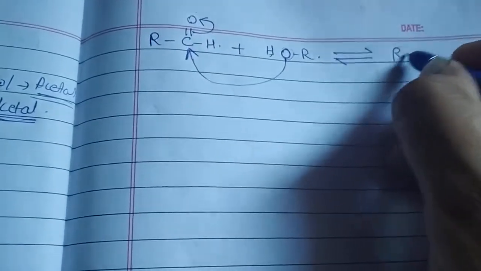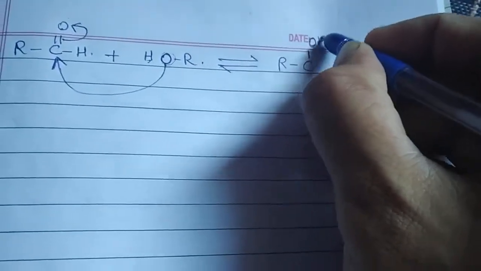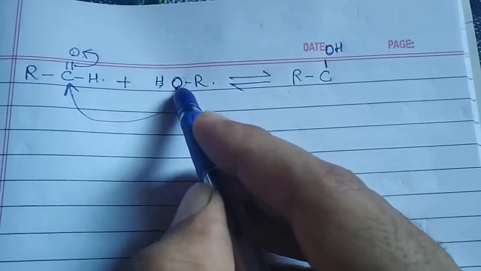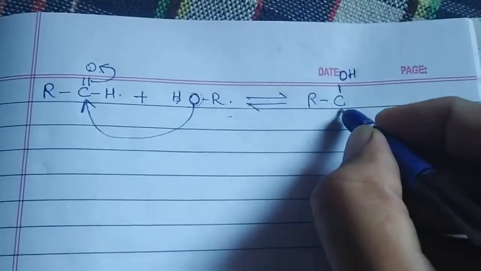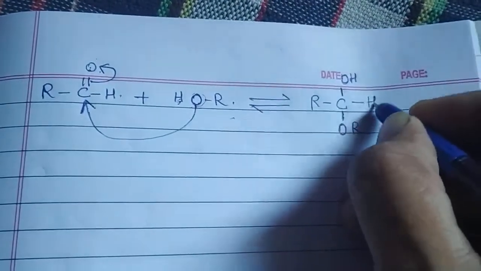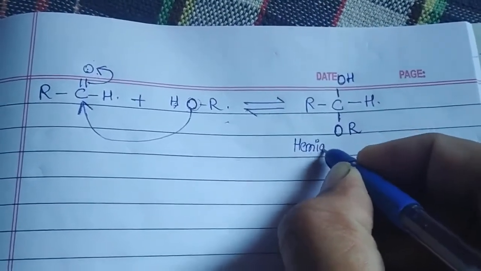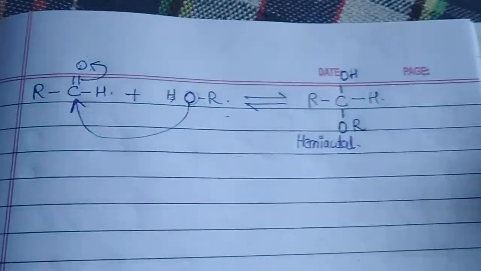So R, C, O, H, because this O minus is attracting your H, and see the bonding is from O to R, not from RO. It is OR. So just write over here as O, R, and whatever is remaining as a H. So this is called as what? Hemiacetal.